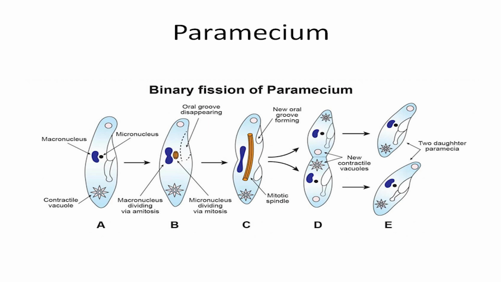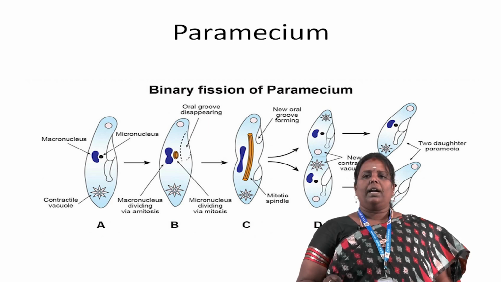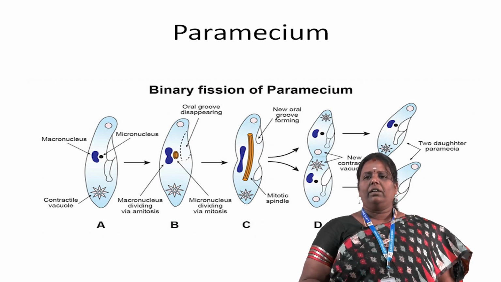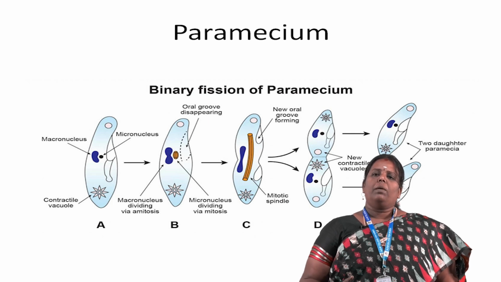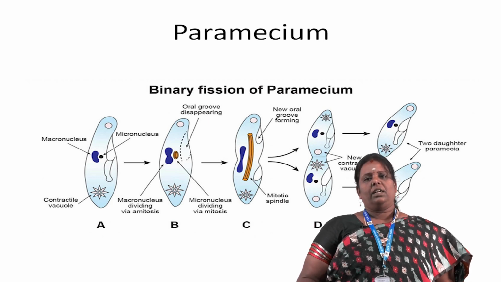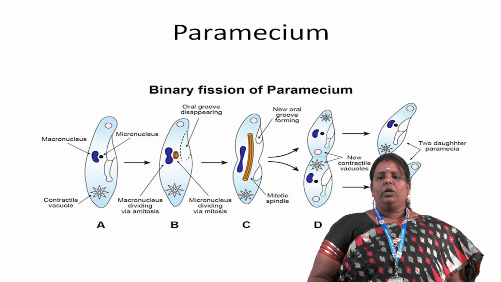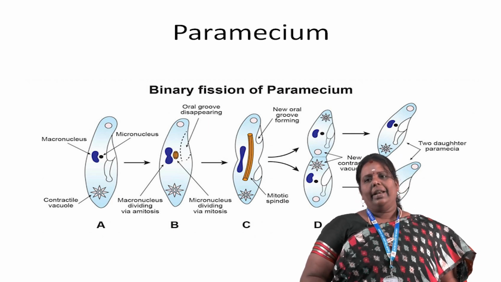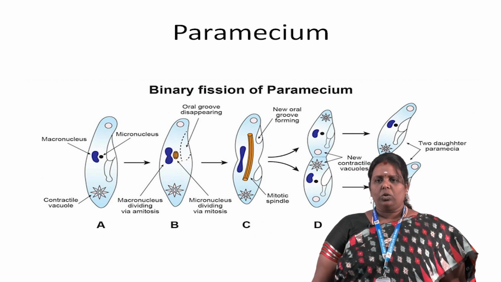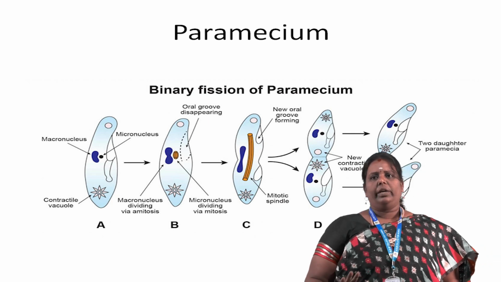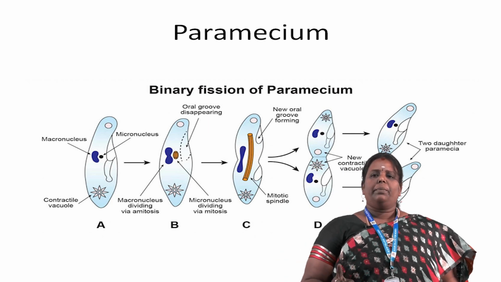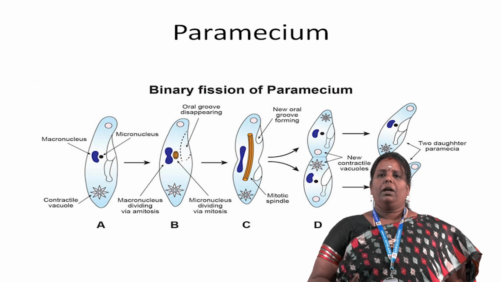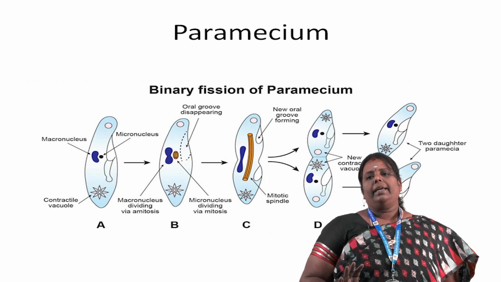The large one in blue color and the small black one are the macronucleus and micronucleus, and another structure is the contractile vacuole. Already I told you the macro and micronucleus are very important in the external structure. Why? During reproduction they elongate, and the division also takes place in the nucleus. The first picture, A, shows the macro and micronucleus. Picture B shows the division of the macronucleus only by amitosis.